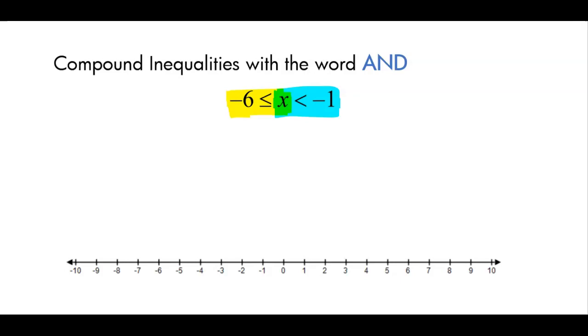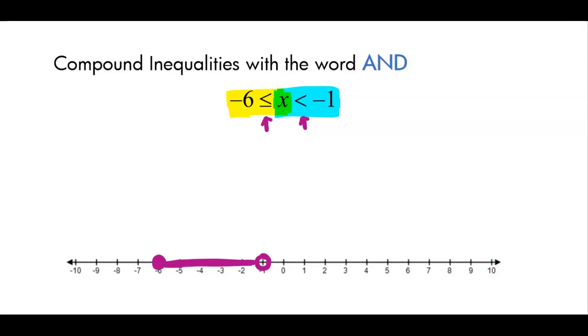I'm going to start at -6. This is going to be a filled in circle because of this "or equal to" piece there. I'm also going to have the other side at -1, and that's going to be an open circle because that one does not have the "or equal to" piece. I'm going to shade everything in between. These are the numbers that are greater than or equal to -6 and less than -1.